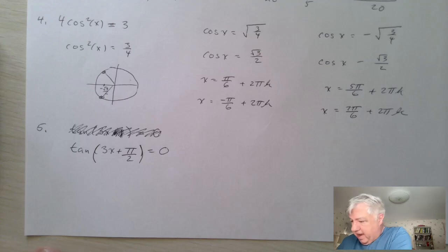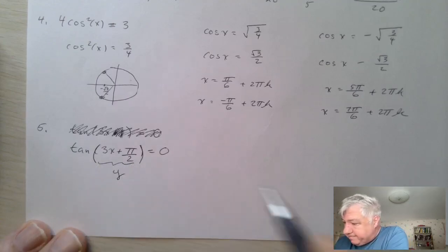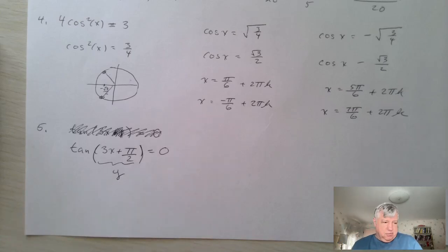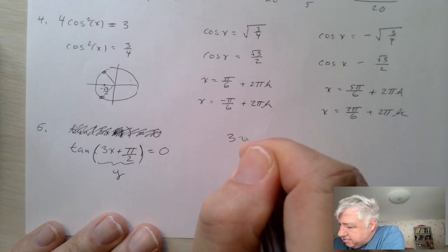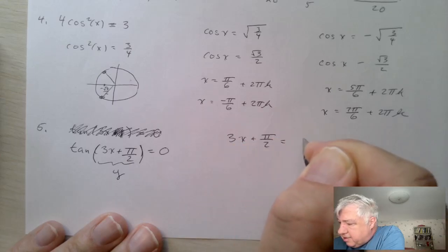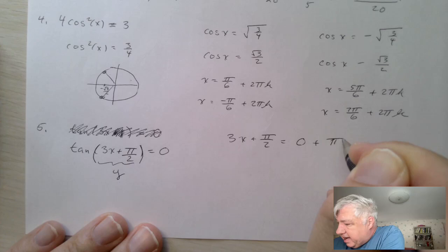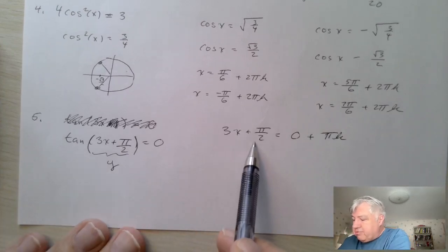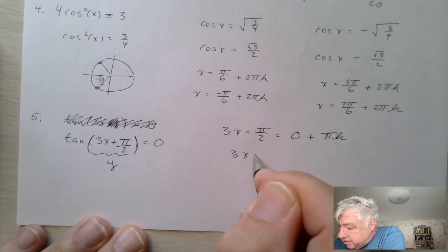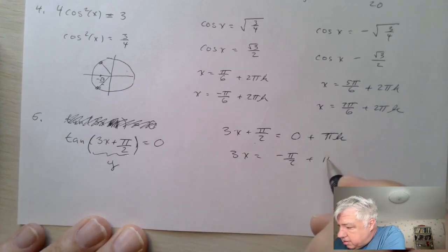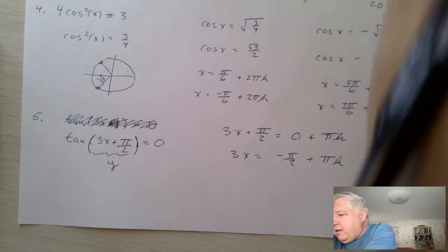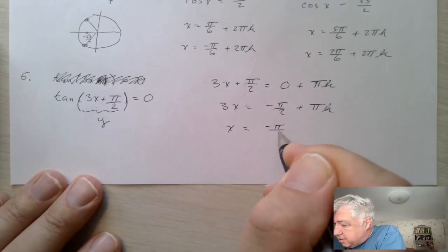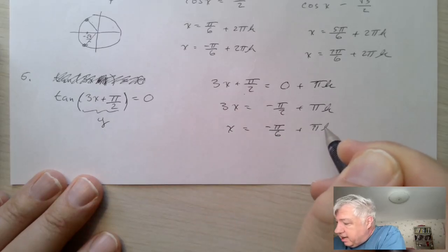And so what we have is, let's call this angle y again. What does y have to be? Well, we know the tangent of 0 is 0. So we know that 3x plus pi over 2 is going to be 0 plus pi k, where k is an integer. Now let's subtract pi over 2 from both sides, and then divide by 3. So this will be pi over 6 plus pi k over 3.